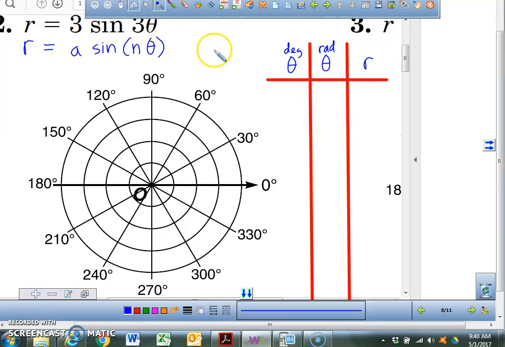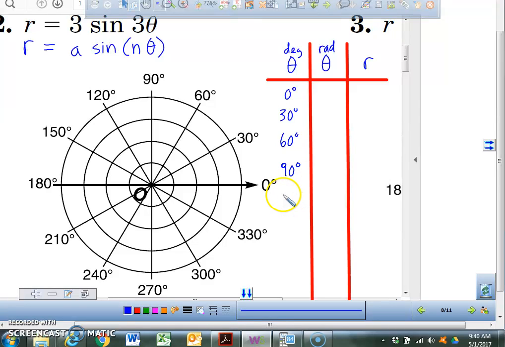Over here put r, which represents which ring or the radius. Then we're going to make a nice, neat table. Just do your best. Now I'm going to start with 0 degrees, and I'm going to work my way around: 30, 60, 90, 120. So keep going with that pattern. Just go up by 30 until you get all the way around.